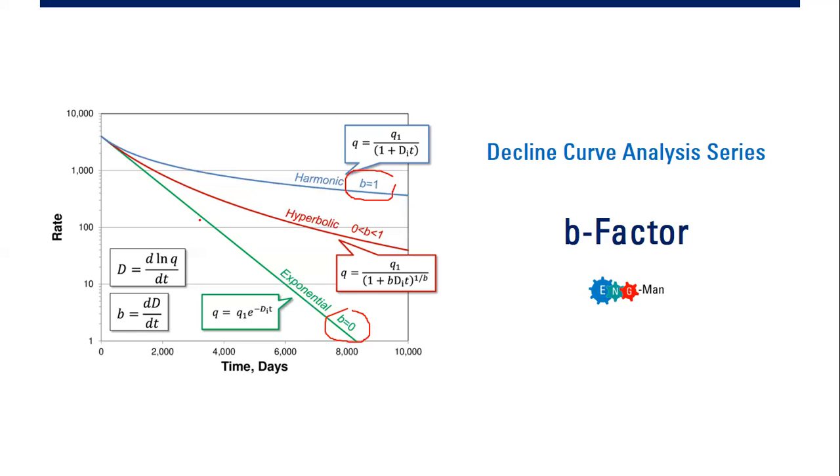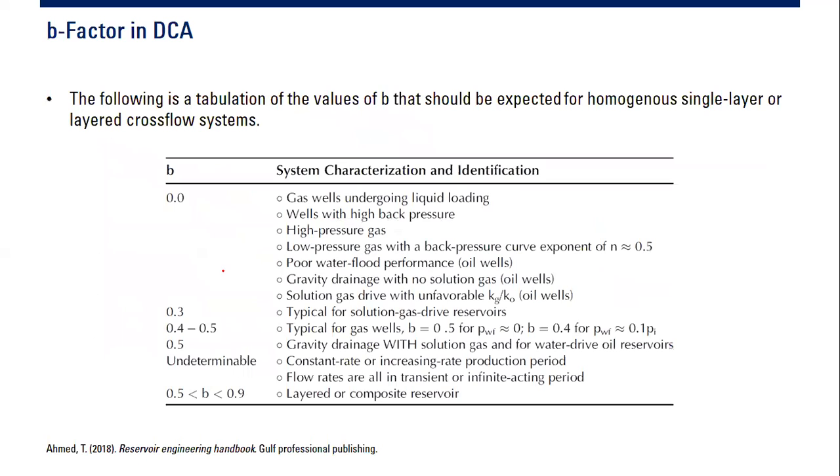So that's the practical way for us to understand exponential, harmonic, and hyperbolic. With that being said, let's go to the main course: the B factor in decline curve analysis for system characterization and identification. I take this data from this excellent book, the Reservoir Engineering Handbook by Tarek Ahmed. So you can read it with me.